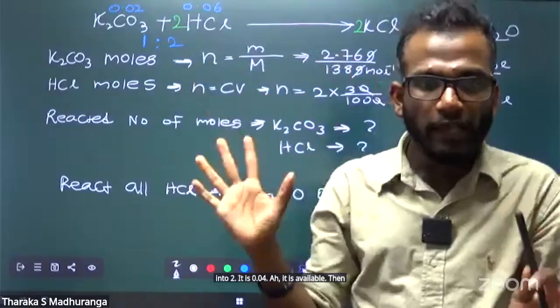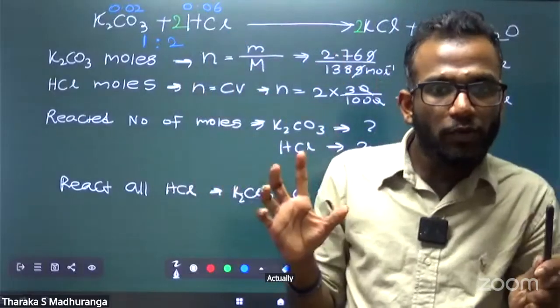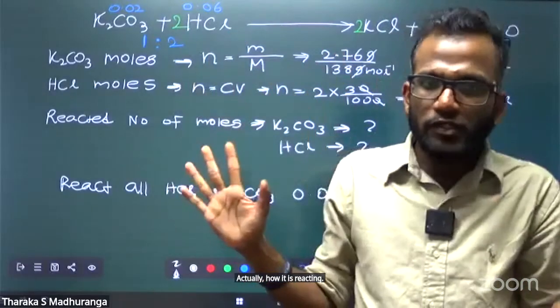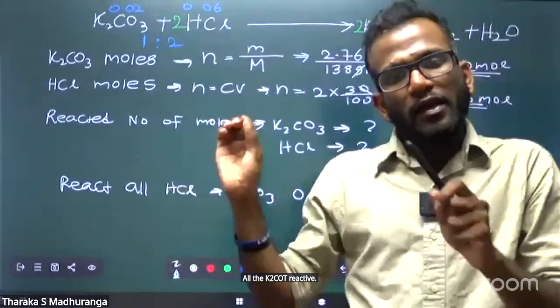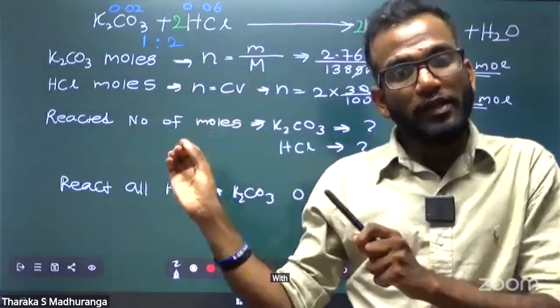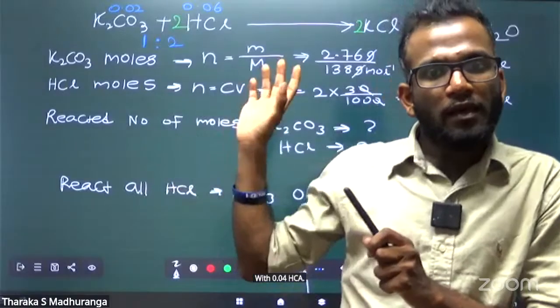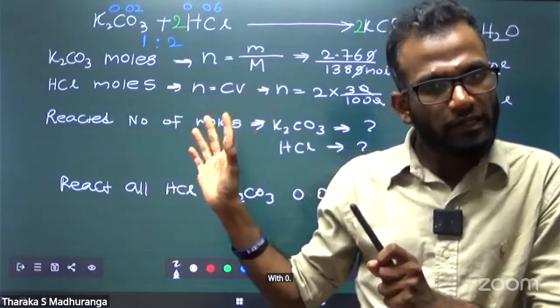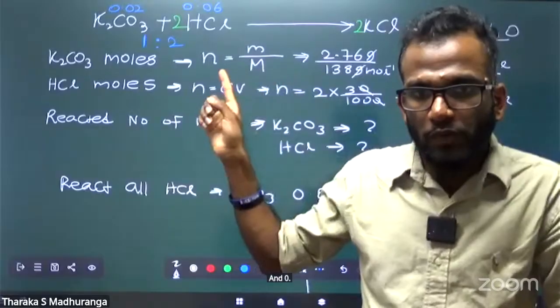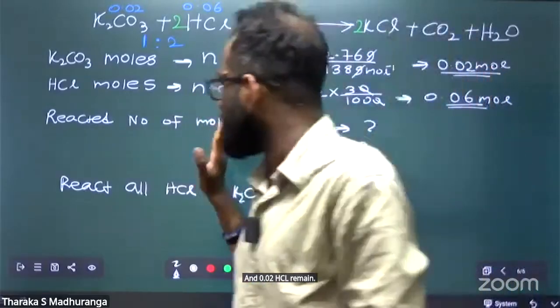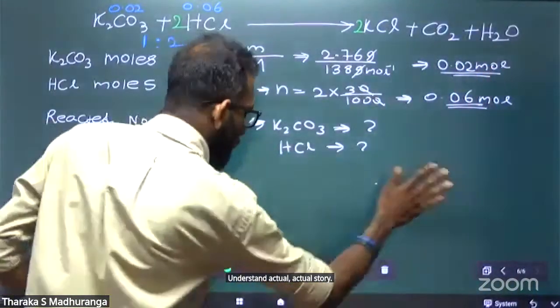Then what is actually happening? Actually, how is it reacting? All the K2CO3 reacts with 0.04 mol HCl, and 0.02 HCl remains. Understand the actual story.